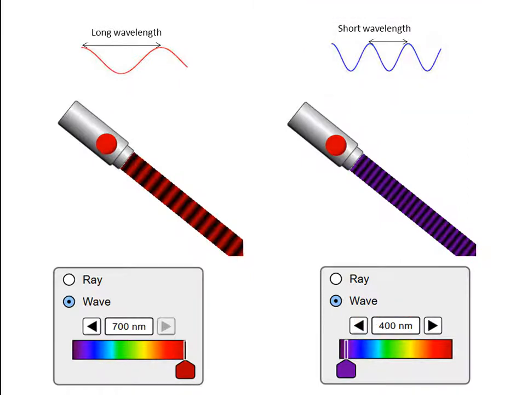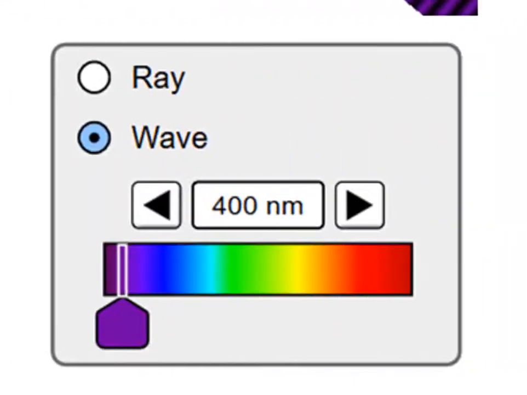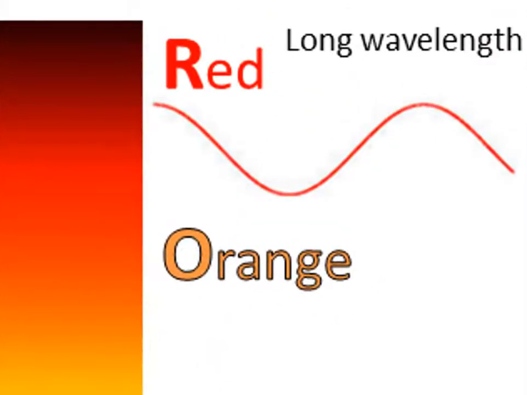Nanometers means billionth of a meter. So the distance between two crests that are next to one another for red light is 700 billionths of a meter, which is very, very short. But that is longer than the distance between two crests in violet light, which is only 400 billionths of a meter. So if we come back to our spectrum, the reason why our eyes see different colors is because the different colors have different wavelengths.